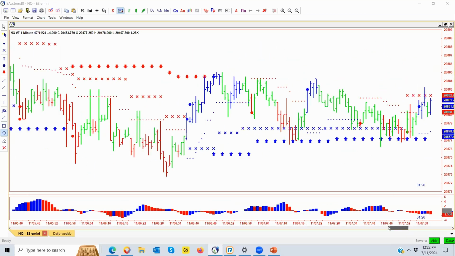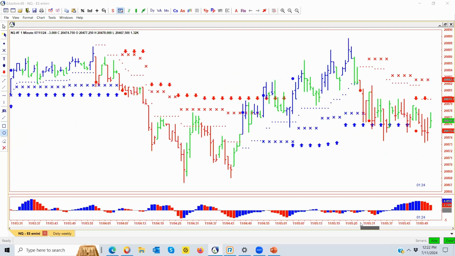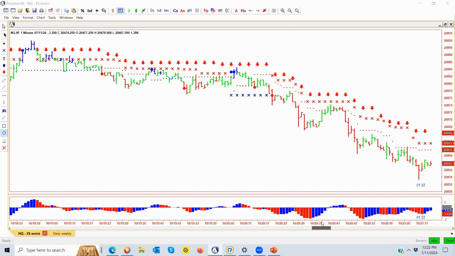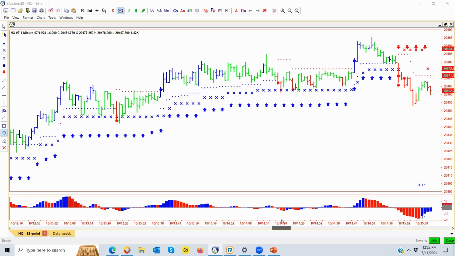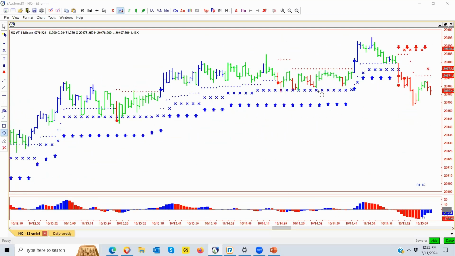I'm going to scroll back to yesterday, which was really, really choppy. This is overnight, so very little volume then. Not a big fan of trading overnight. But yesterday was another really good day. But this is an example of a no trade zone.